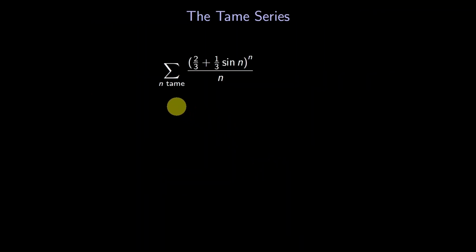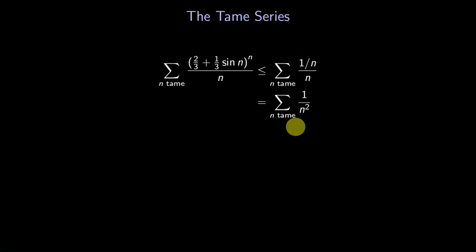Here is the tame series. We're just summing over the tame numbers. Do you think the tame series converges or diverges? Let's see. We can use the definition of tame to bound the numerator. We've bounded the numerator by 1 over n. Let's simplify the resulting expression. We have a sum of inverse squares, except we're just summing over the tame numbers.